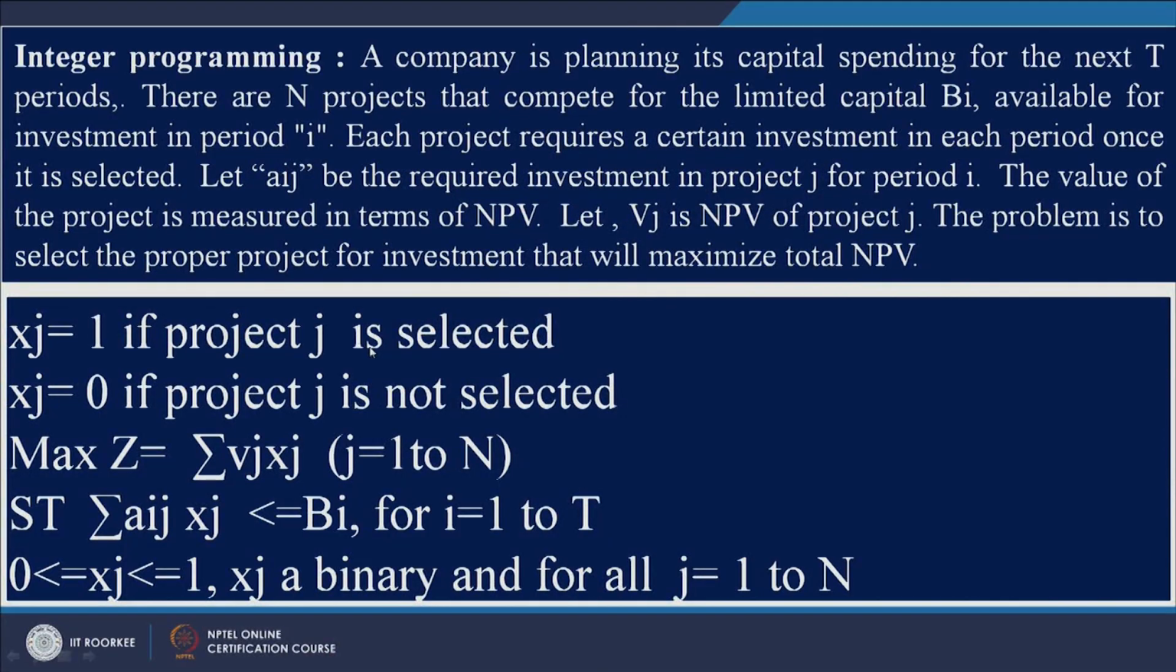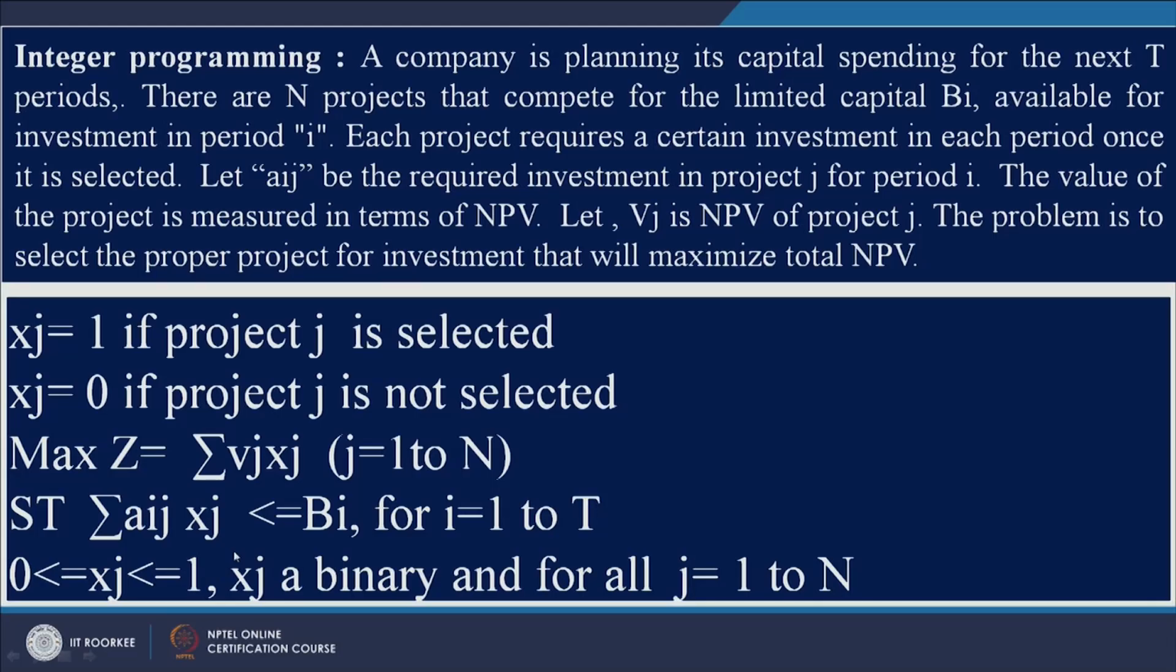This is your question. So, Xj is equal to 1 if project J is selected, otherwise 0. So, Xj is 0 if project J is not selected, otherwise 1 if it is selected. So, maximize summation of Vj Xj. If Xj is some positive number, then there would be some NPV. If it is 0, then this would also be 0, and J is ranging from 1 to n because there are n projects available. So, this is your objective function.